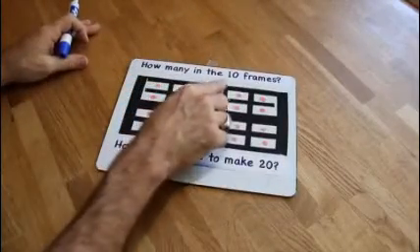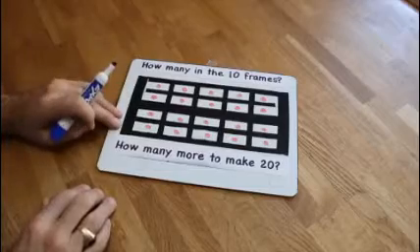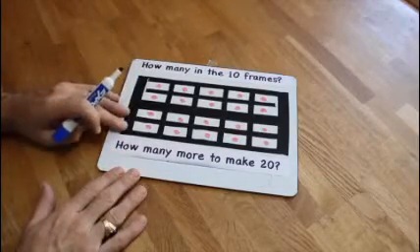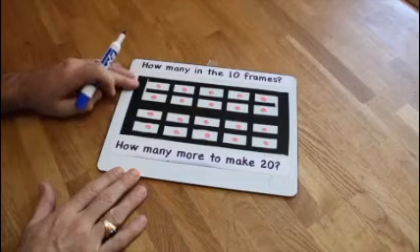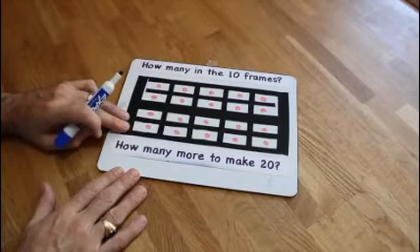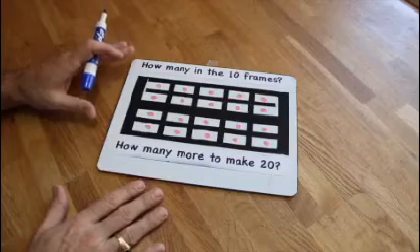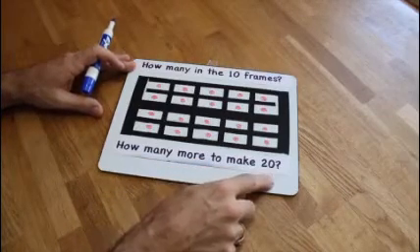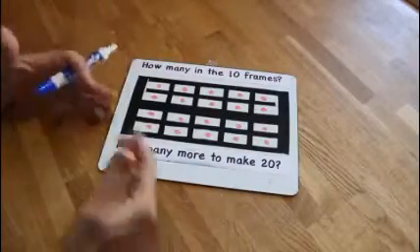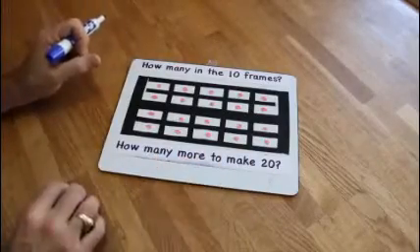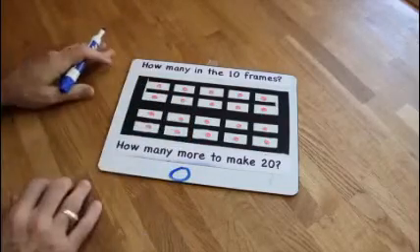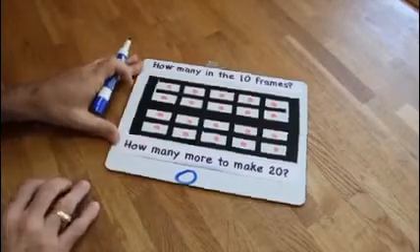How many in the 10 frames? Well, here's our 2 10 frames. There's 2 10 frames and they're both full. 1 10 and another 10 is 20. That's how many are in the 10 frames. How many more to make 20? Well, if we have 20, how many more do we need? We don't need any more, and that number is 0. How many more to make 20 is 0.